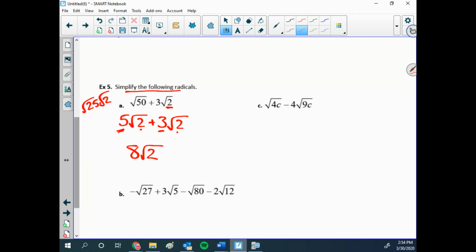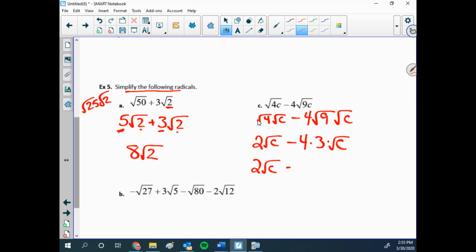Okay, let's take a look at C. So I have 4 square root of 4c minus 4 square root of 9c. A little bit ugly, but I want to try and simplify this because right now I don't really have like terms, but it looks like maybe I could get there. If I break this up, the square root of 4 times the square root of c, well, the square root of 4 is 2, so 2 root c. Minus 4 times, again, if I break this up, the square root of 9 times the square root of c, and the square root of 9 is 3. So minus 4 times 3 times root c. So I'll just simplify that second term.